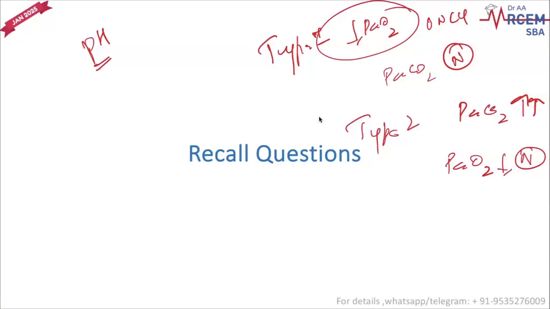Is it necessary to do a BNP in ARDS? If required, yes. If you're confused between cardiac failure and a lung disorder, then you might have to do a brain natriuretic peptide. You might have to get it done at that point of time to differentiate between the two.